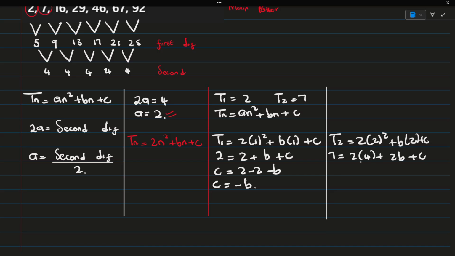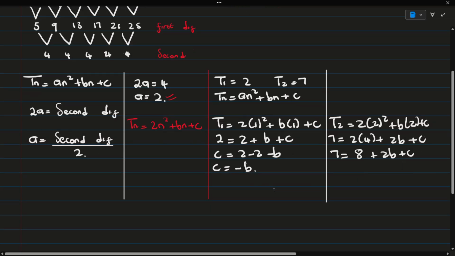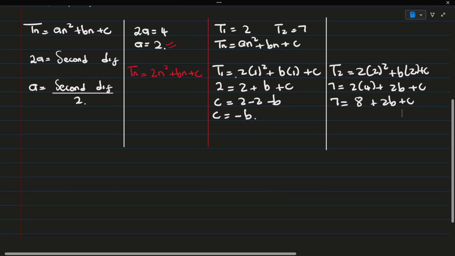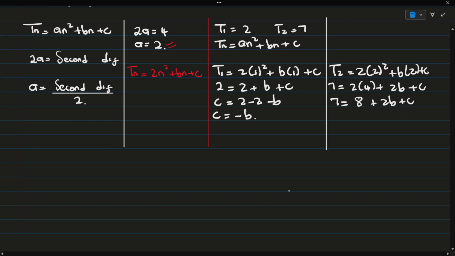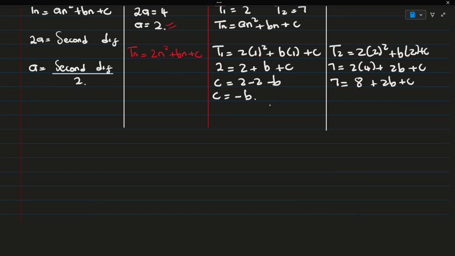Right. Then we know that term 2 is going to be 7. 2 multiplied by 4 is 8, plus 2b plus c. Right. Then from here it is just simple algebra. I'm going to write from here. So you're going to say, this is our equation 1. I'm sorry, this is our equation 2. Then you're going to say sub 1 into 2. Then it means that 7 is equal to 8 plus 2b plus c.